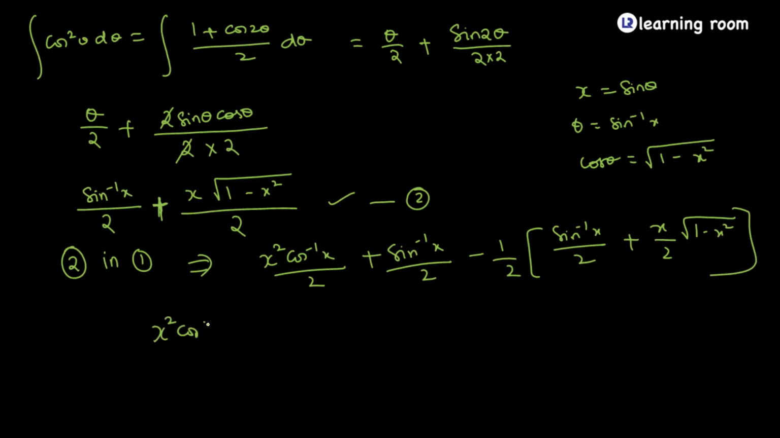X square cos inverse x divided by 2, right? Sine inverse x by 2 minus 1 by 4 sine inverse x by 2. So half minus 1 by 4 is 1 by 4. So it will be sine inverse x divided by 4 minus half into x by 2 is x by 4. So minus x by 4 into root of 1 minus x square plus c. So this will be the answer.